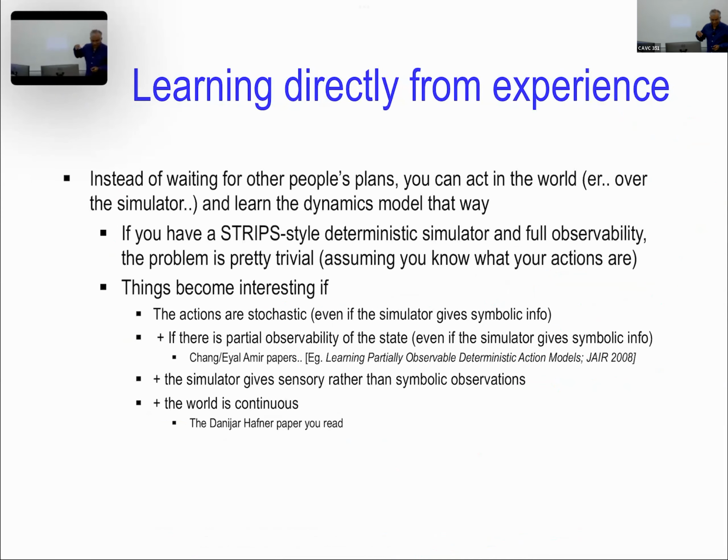Okay. So instead of waiting for the other people's plans, you can act in the world. It's actually different. In the Hansi case, you assume that somebody gave the traces. But you can say I'll act in the world or in the simulator. That's a reasonable thing to do. And if you do that, and if you have a STRIPS-style deterministic simulator with full observability of the states, once again, the problem is trivial. It's basically like the Yolanda Hill problem. The effects will be known right away. The preconditions, you keep remembering all the states where you are able to do this action, and take the intersection of the states. That would be the preconditions. Making sense? Okay.